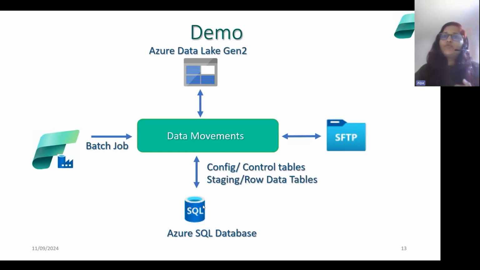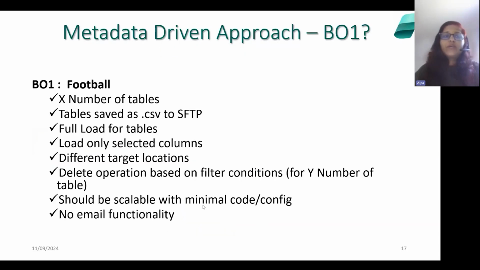So let's see a few approaches for that. Here we have considered three business approaches, which are not complex, so anyone can understand, but you can make them more complex as well. Here you can see that we have requirements for football sports data. We have n number of tables, and we need to save these tables into an on-premise SFTP location as CSV files.